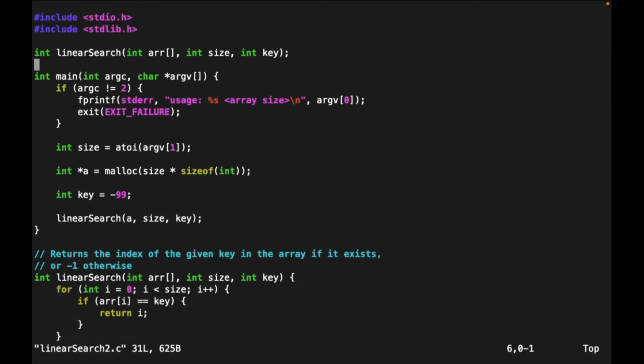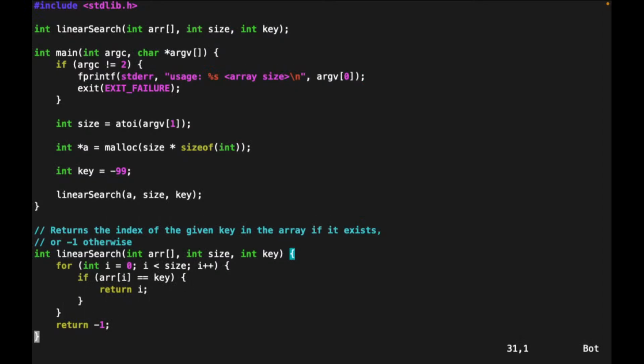What this program does is it just takes in the size of the array that I want to test as a command line argument. Then it creates an array of that size. Notice that I'm just mallocing here, so all the elements in the array are going to be uninitialized. Then I search for this value, -99. It's most likely that -99 isn't going to be in the array, even though I haven't initialized anything. I call linear search, and then I don't print anything either, because I don't want to get any output.